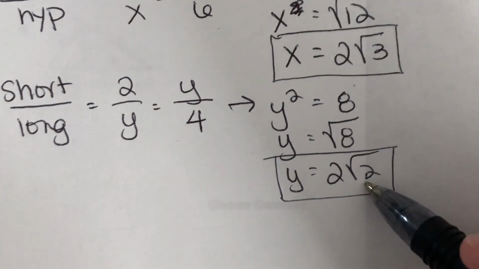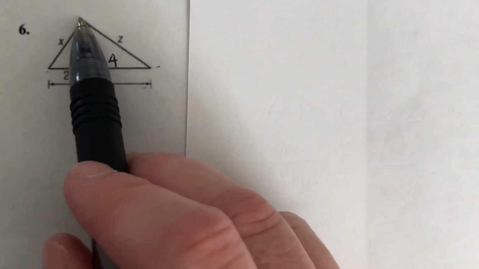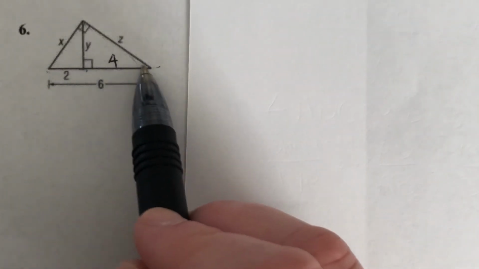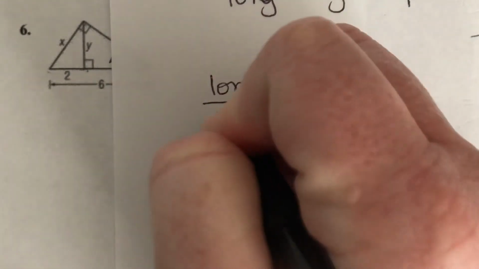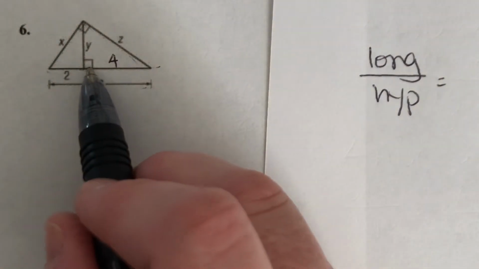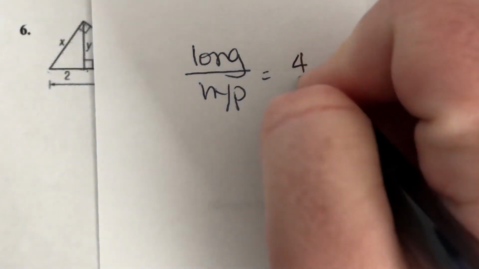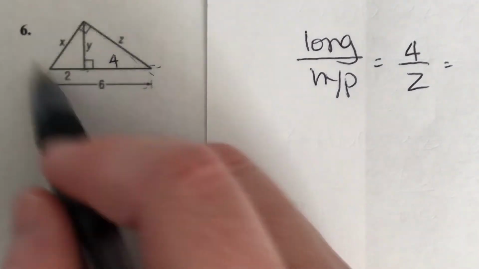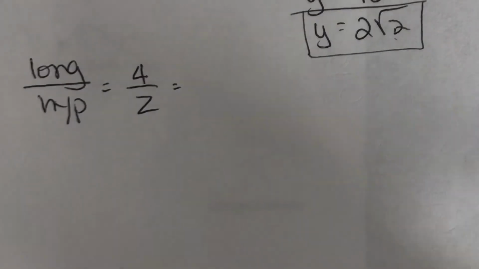So I've got x, I've got y. Now I have to find z. Z is this guy. It's the long leg in the big triangle, and it's the hypotenuse in the smaller triangle. So I'm going to do long over hypotenuse. In the smaller triangle, the long leg we just said was 4, and the hypotenuse is z. In the bigger triangle, the long leg is z, the hypotenuse is 6.